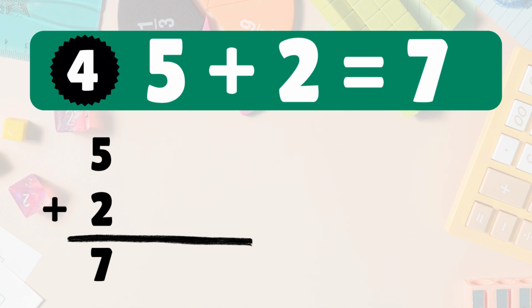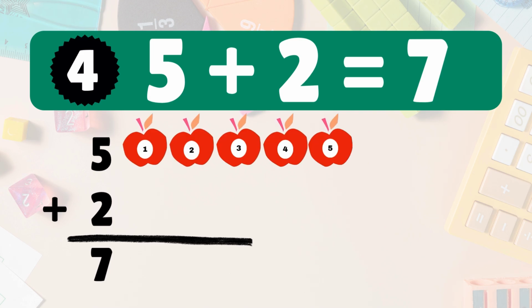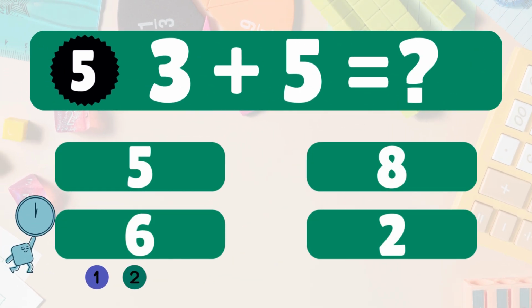Next, 5 plus 2 equals what? Hmm. 5 plus 2 is 7. 5 apples. Add 2 more. Count them all. 1, 2, 3, 4, 5, 6, 7. So 5 plus 2 is 7. High five.